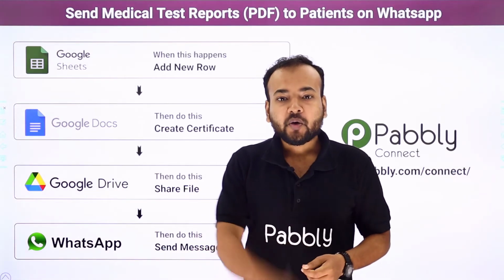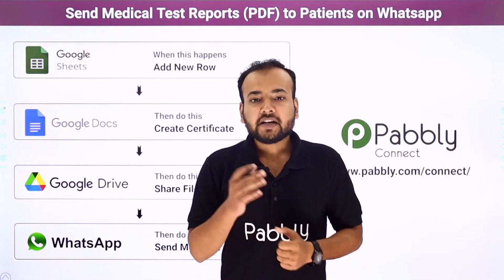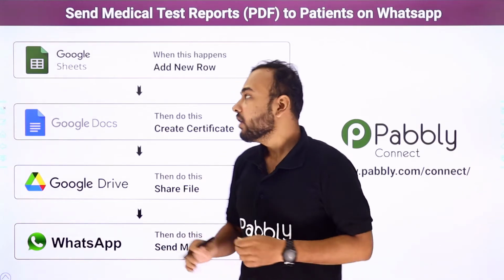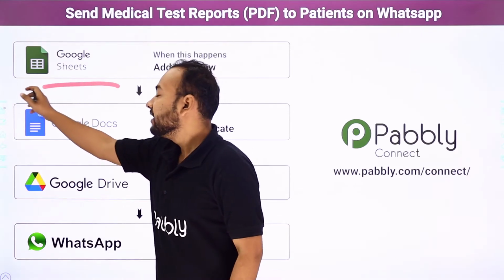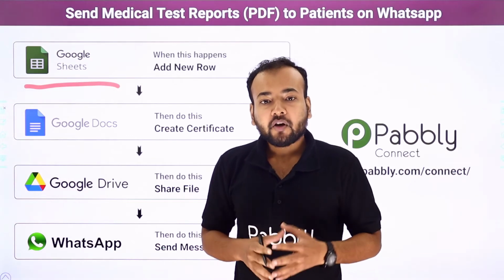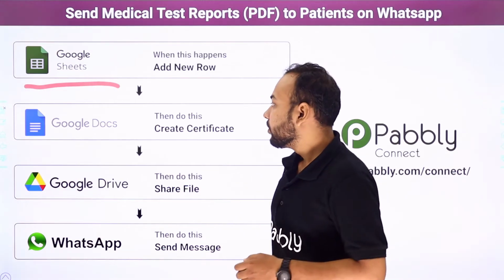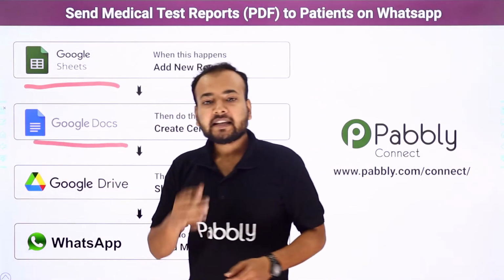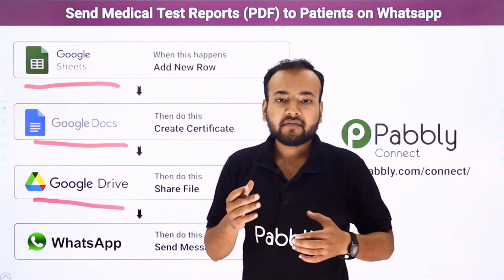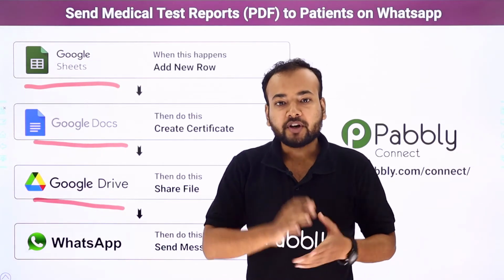Now, suppose that you are running a hospital or a pathological lab and you provide many types of lab tests for your patients. So, you have created a Google Sheet in which you collect the data of your patients, and you analyze the samples of your patients and get the result. After getting the result, you make a medical test report with the help of Google Docs and then save that file here in Google Drive. Now you want that as and when you get the results of your lab test, you send them to your patients on their WhatsApp account.